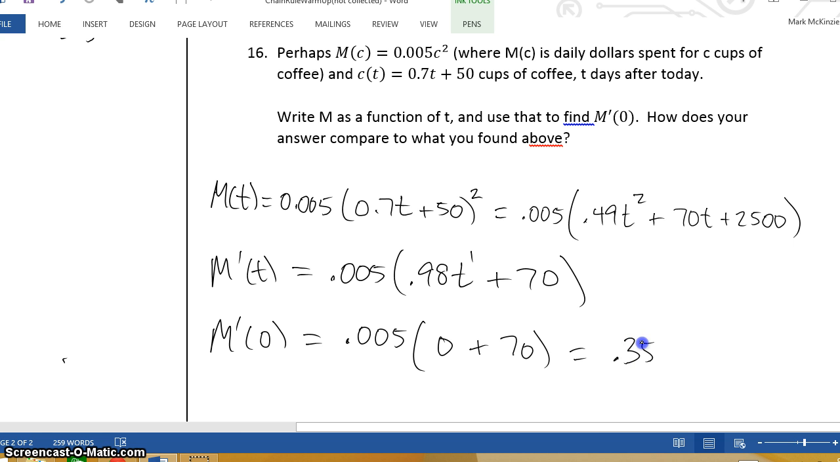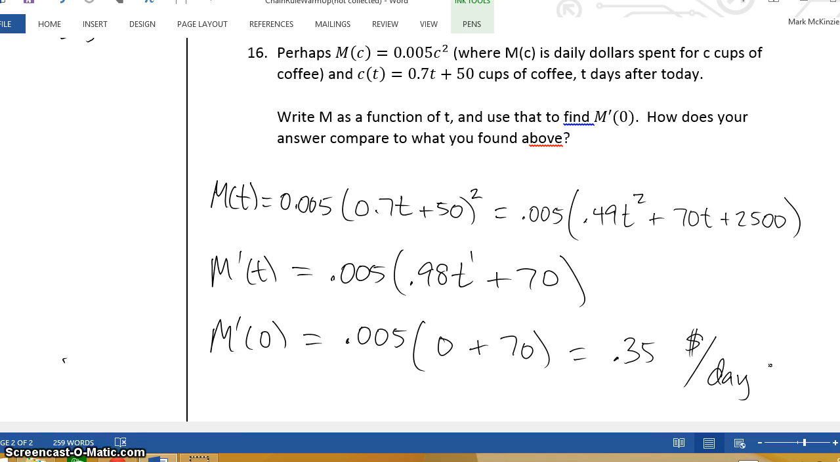0.35. And the units here for the derivative of m, it's units of m, which were dollars, divided by units of the variable t, units of time. This is measured in dollars per day. And so it's interesting that this exactly corresponds to the answer we found previously for the value of the derivative of this function at time t equal to 0.